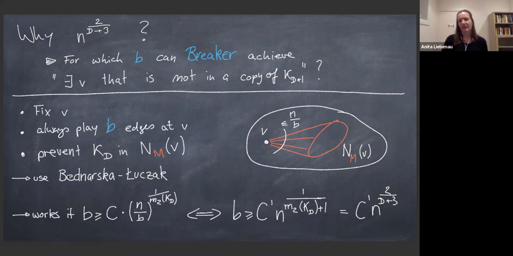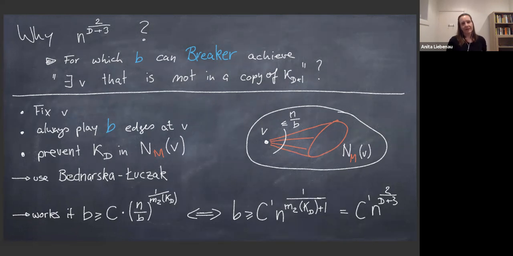And the only other thing I'll say at this point is that we really need that Maker's bias is 1. So in one round, Maker either increases the size of the neighborhood or Maker plays inside the current neighborhood. So that's somewhat crucial. But that's where I leave Böttcher's strategy. The much more interesting part is Maker's strategy.